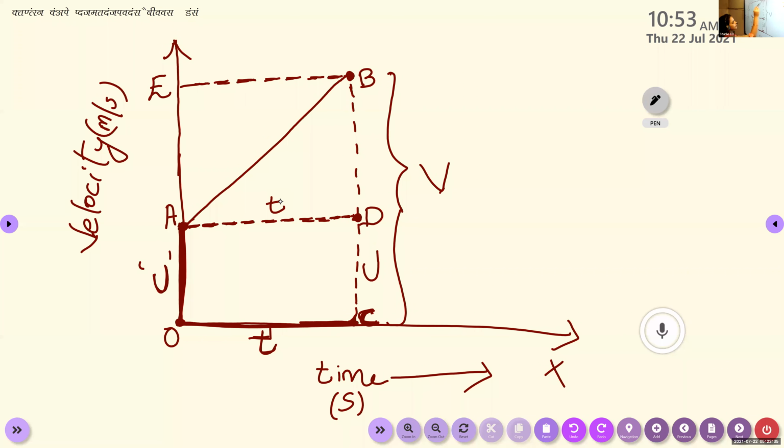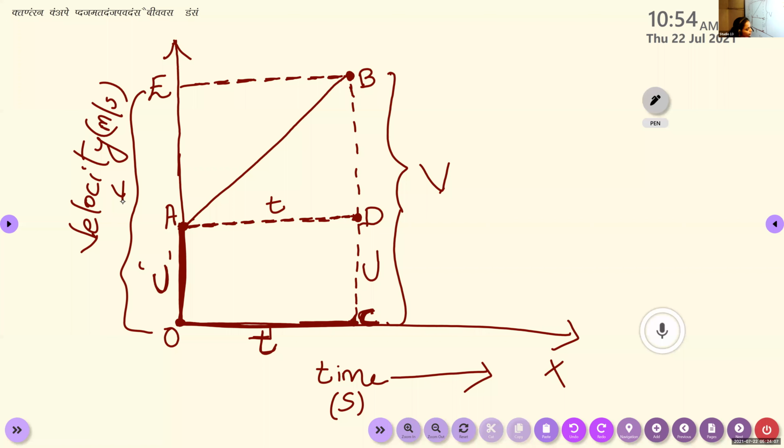Okay. So here, the portion BC represents the final velocity V. Then what about the portion OE? Again, the portion OE represents the final velocity V, because both of them are exactly the same distance. The BC and that of the OE are both exactly the same distance.